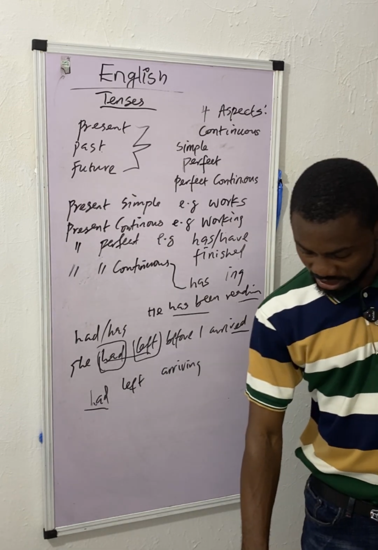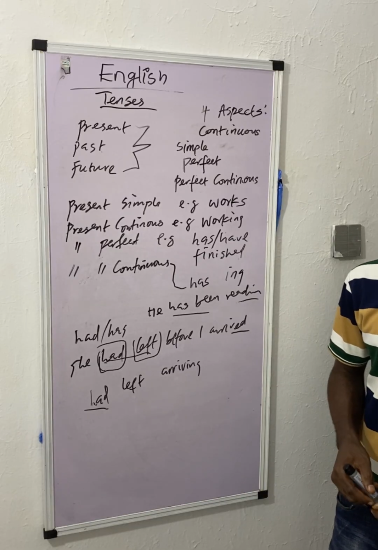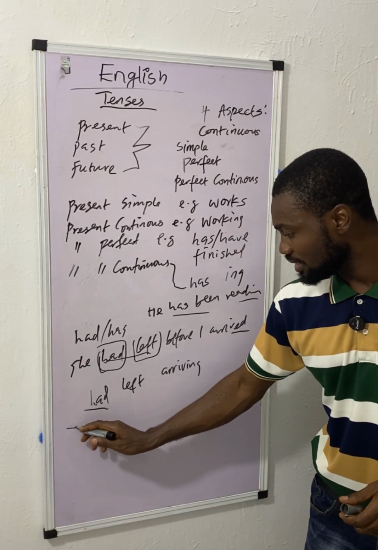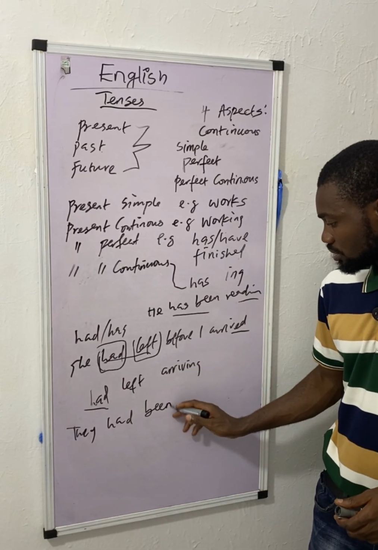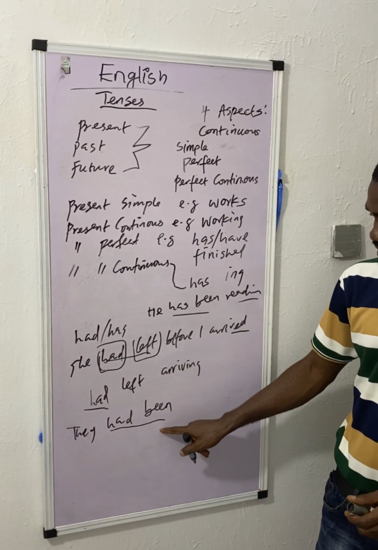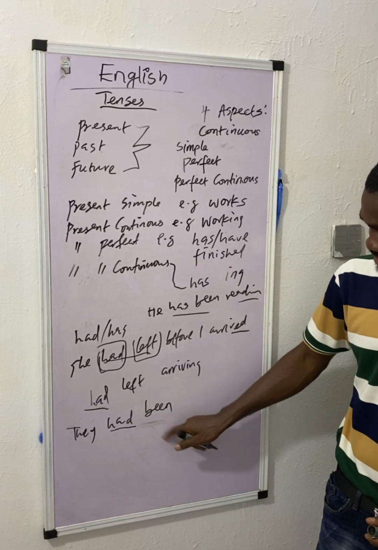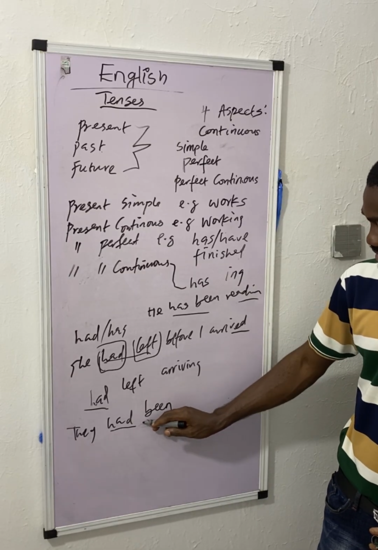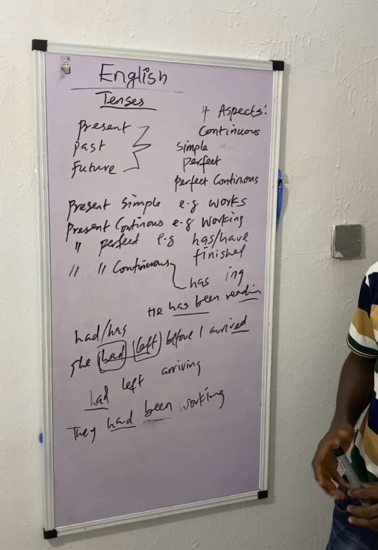So if we use this to make a sentence, to just make this faster, let's use the one we have here. They had been working all day before they rested. Okay. They had been. So had is a perfect, right? Then been is a past tense, right? Then working is what? The continuous. All right. As easy as ABCD.